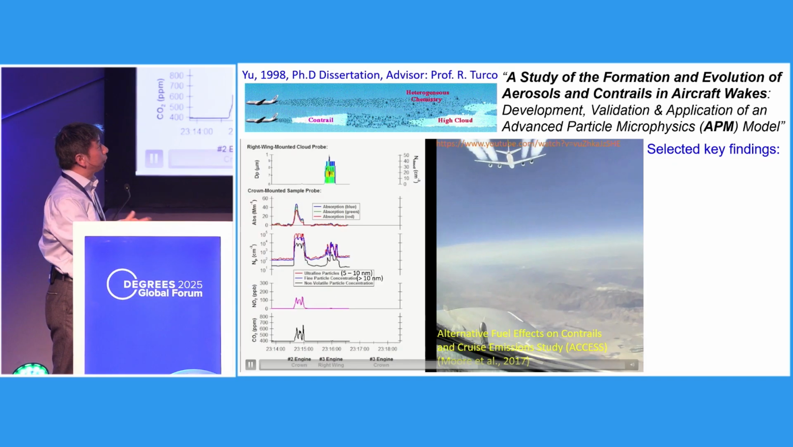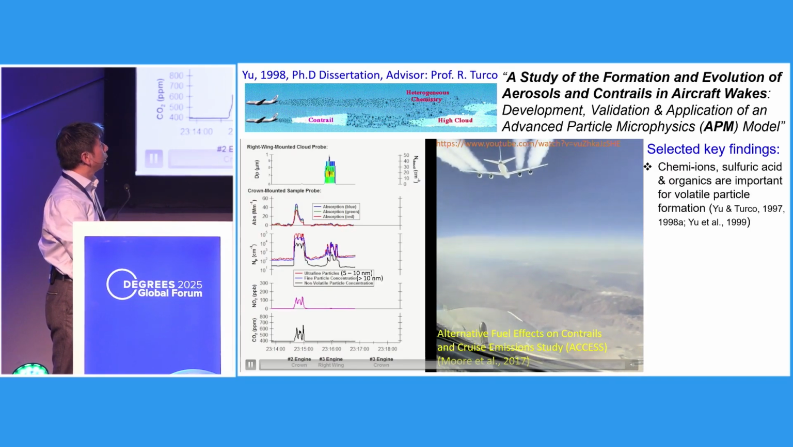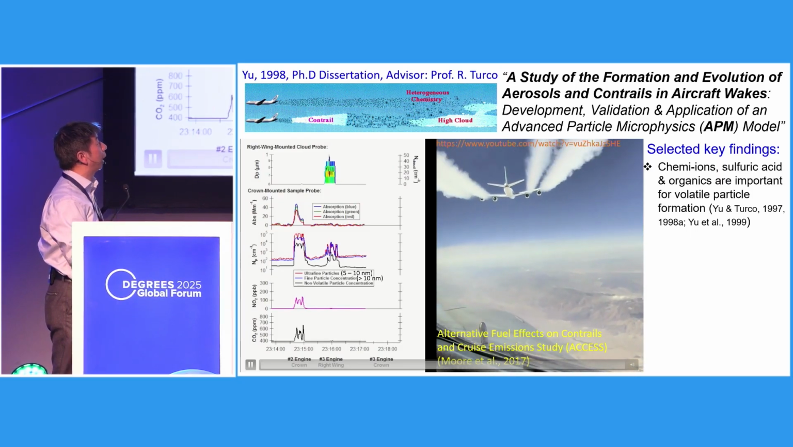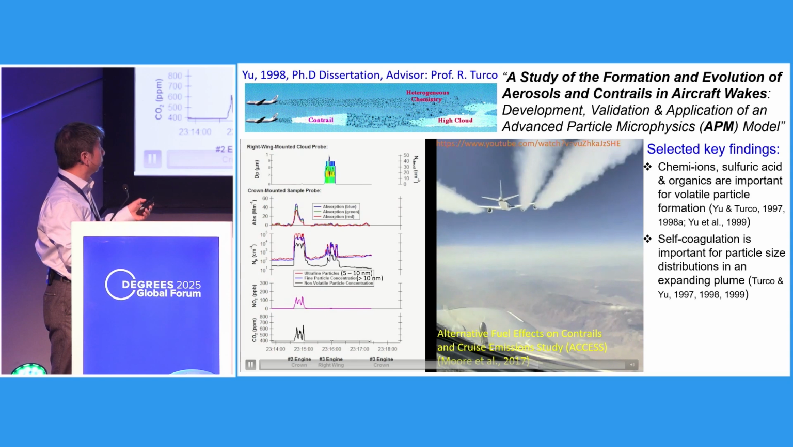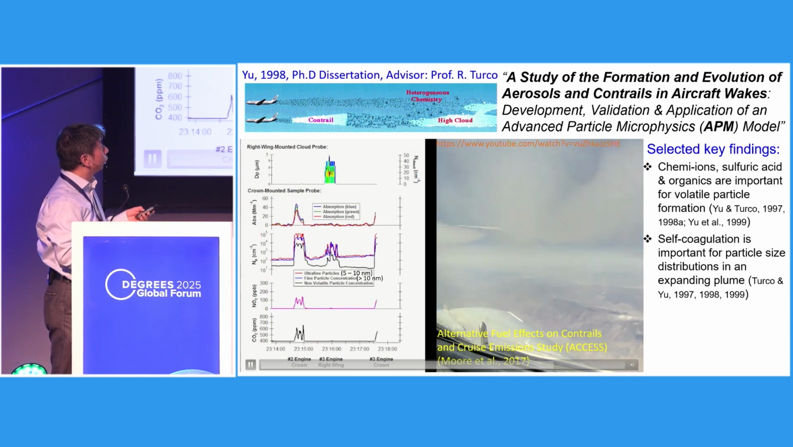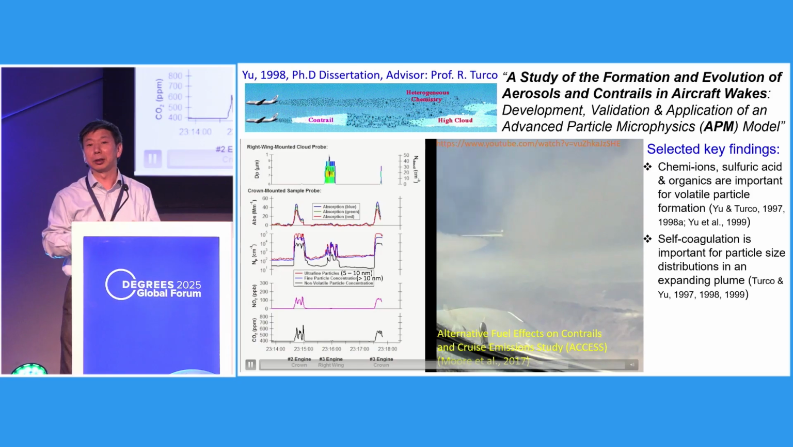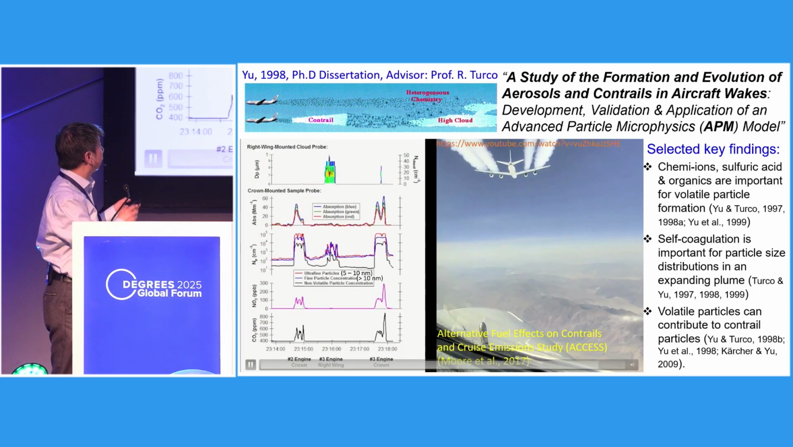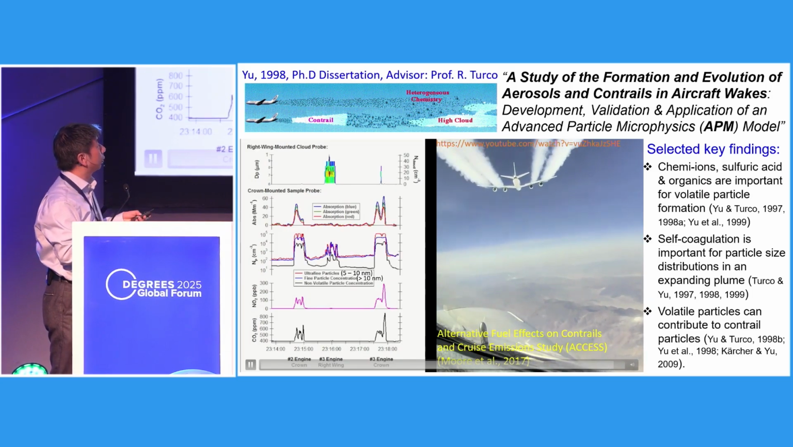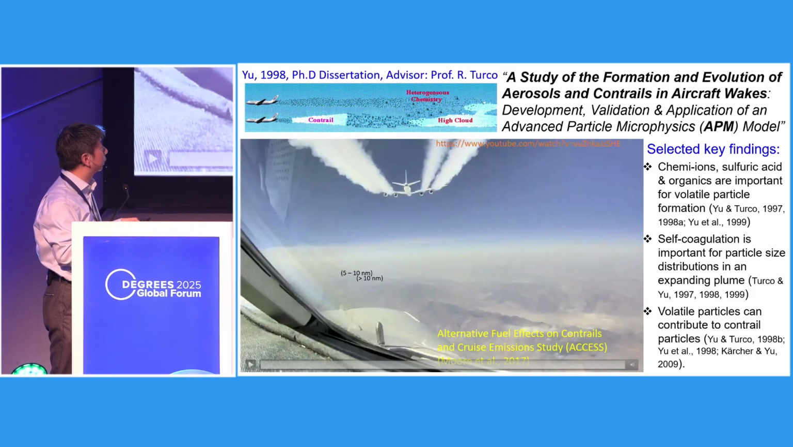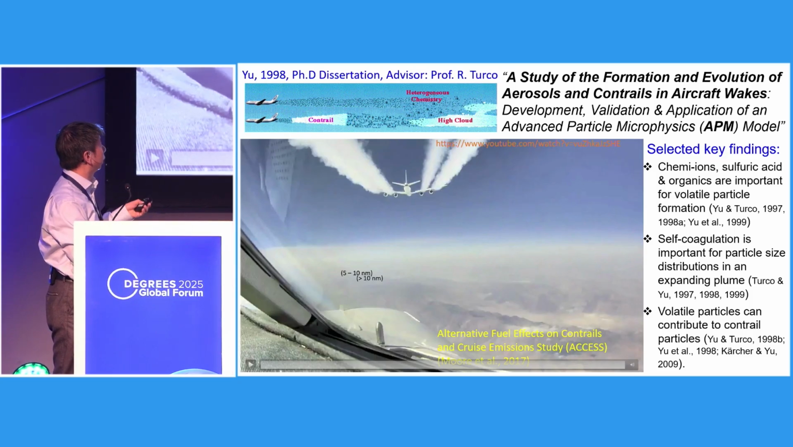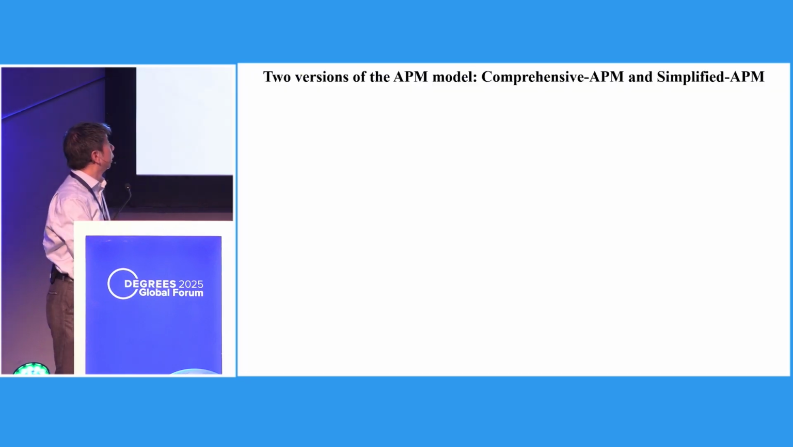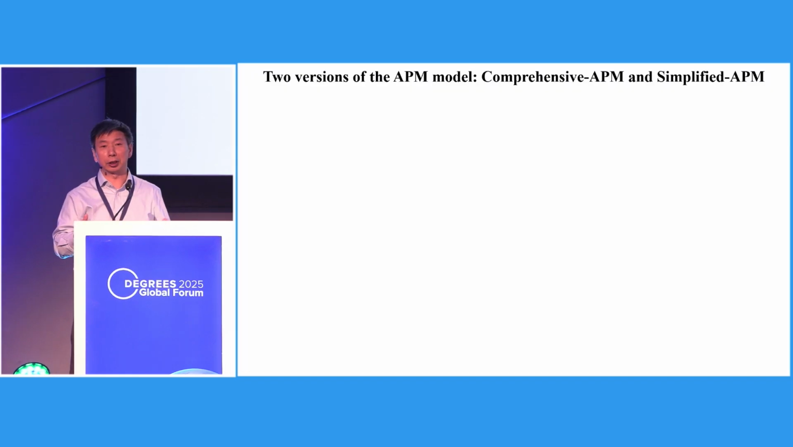There are several key findings based on our past study. We found that the chemi-ions, sulfuric acid, and organics are really important for volatile particle formation in this exhaust. We also found that coagulation is very important as these particles evolve in the expanding plume. And we found that the volatile particles formed in the exhaust from the chemi-ions, sulfuric acid, and organics can contribute to the contrails. These are the key findings we published a while ago. Now we use this model to look into different things.